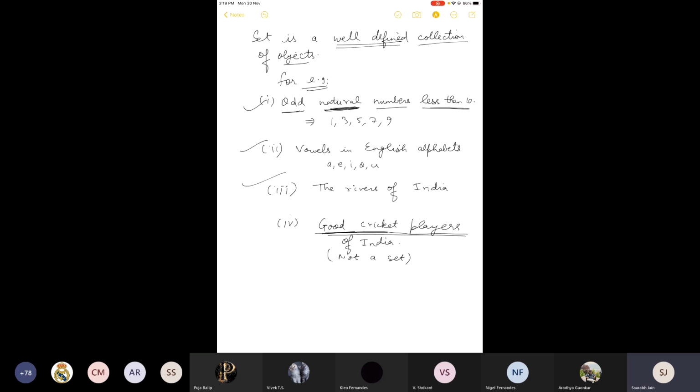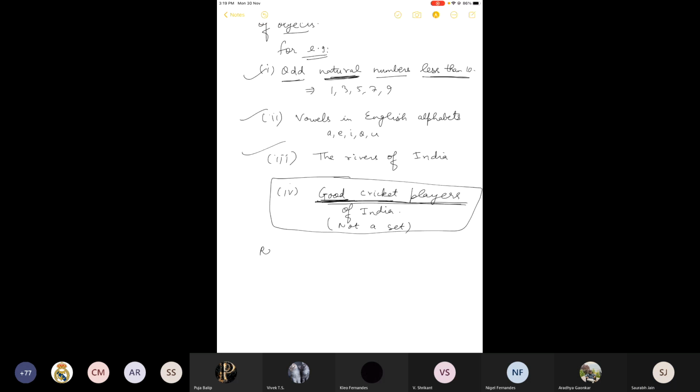But if we write, let's say, the captains of the Indian cricket team so far, then the names will come naturally. So here, this term "good" is not well defined. That is why the fourth one cannot be treated as a set. So it should be well defined, and some objects should be there. This thing is called a set.